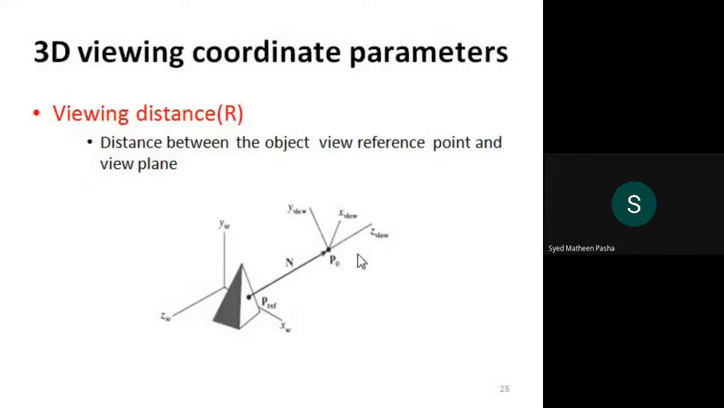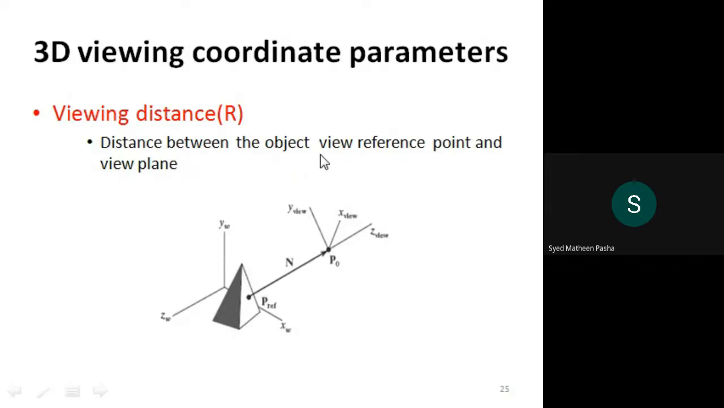Then we have something called viewing distance. This is almost related to the previous part, that is the view up vector. What is this viewing distance? Basically, viewing distance is the length of the directed line segment. If this is an object with respect to some point, you are referring to the normal vector. The length of the line segment from this object to the normal vector is referred to as the viewing distance.